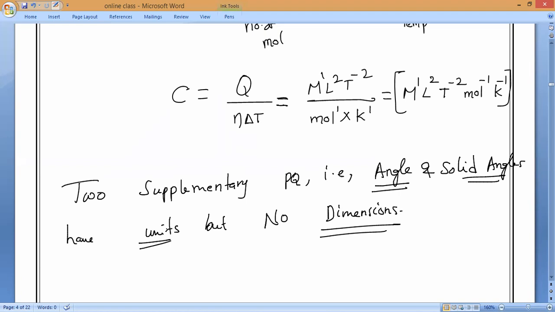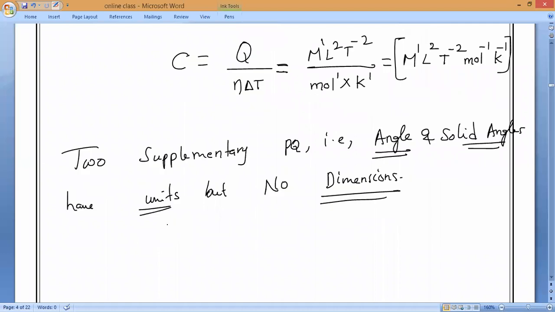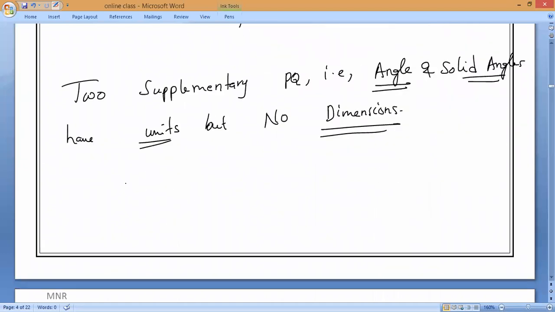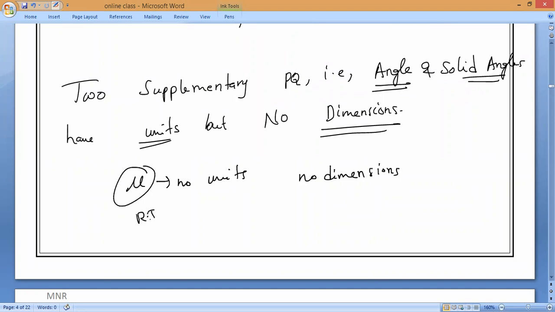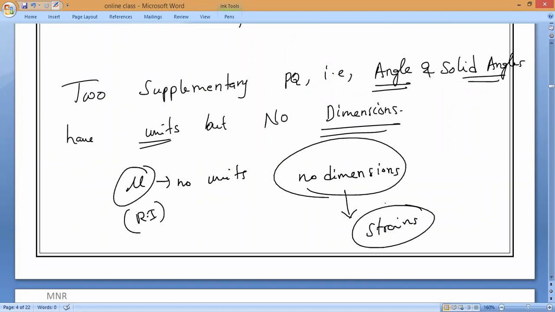Is it clear, everybody? And which other quantities do not have dimensions? Refractive index does not have dimensions, and as well as strain. See, refractive index has no units and no dimensions. Do you remember? Strain has units, but does not have dimensions. That is what you have to remember.